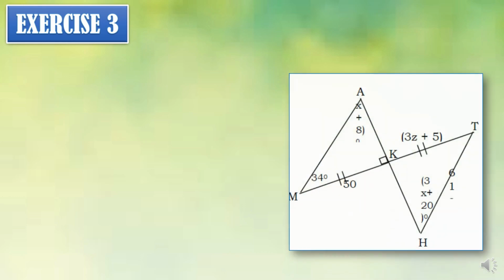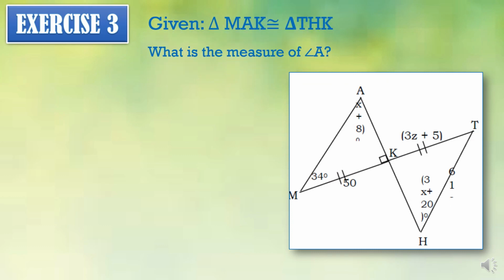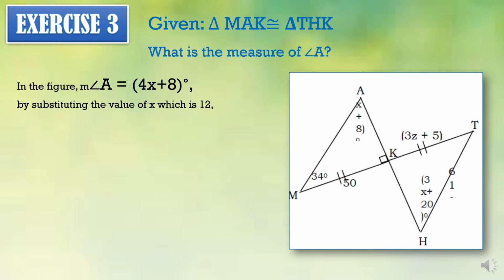Okay, still on exercise 3, and I hope you can still follow our discussion on finding the measure of angle A. In the given figure, the measure of angle A is equal to 4x plus 8. By substituting the value of x, which is 12, the measure of angle A is equal to 4 times 12 plus 8. Therefore, the measure of angle A equals 56 degrees.